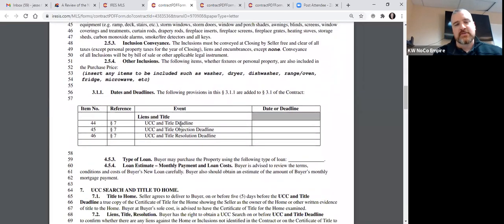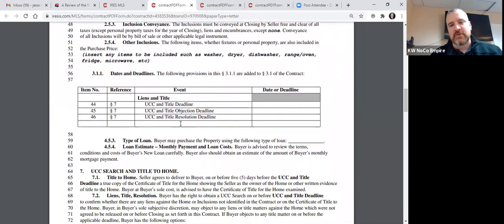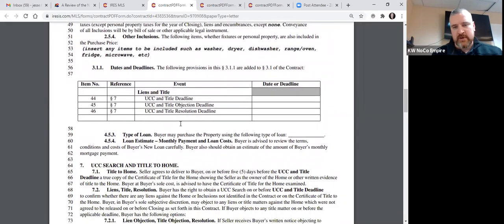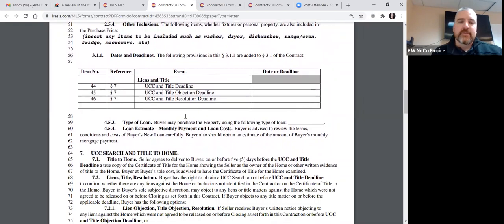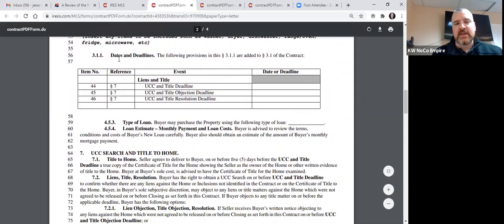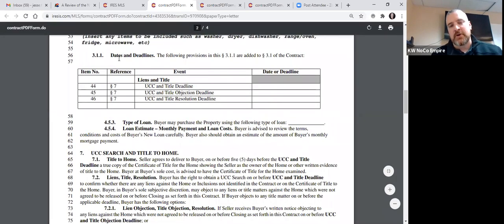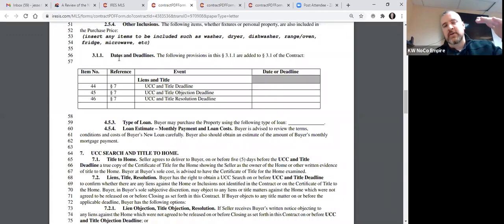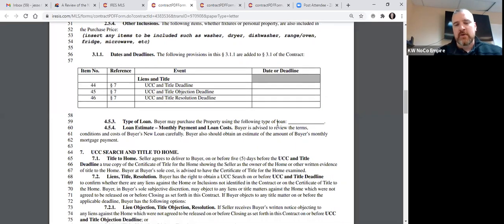Any other inclusions, right? Again, this is where you're going to insert washer, dryer, dishwasher, fridge, oven, microwave, whatever. Okay. This looks a little bit different, because the only dates and deadlines that we need that are not associated already with the land contract or the commercial contract are these UCC and title deadlines. So we've just taken that out of the manufactured home contract, and we popped it into this addendum, and we've said, okay, we're going to add this to that. Okay. Type of loan, what type of loan is the buyer going to get?